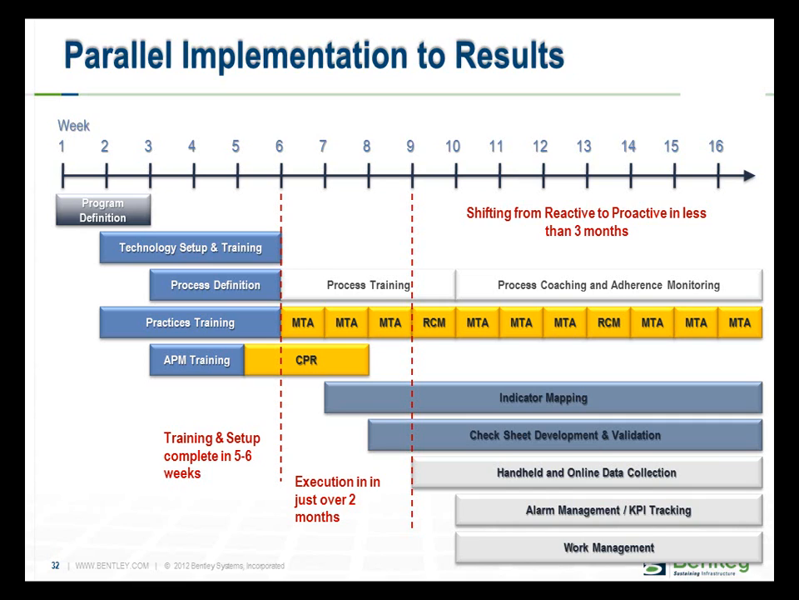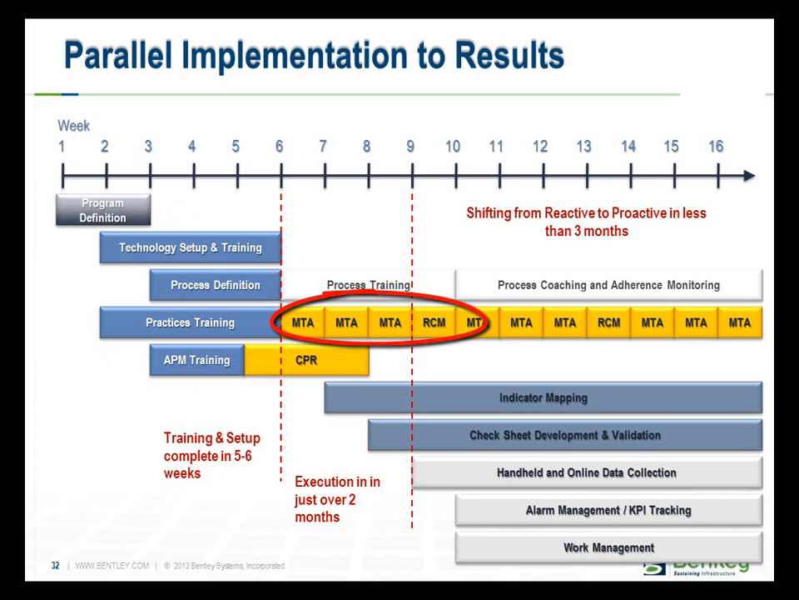In a typical project, we would start by doing a program definition in the first week to define the objectives of the program, roles on the project, and develop a program charter and project plan. In week 2, we can start setting up the software with the IT folks, while in parallel, we can start training maintenance staff on some best practices, such as reliability-centered and other more streamlined approaches.